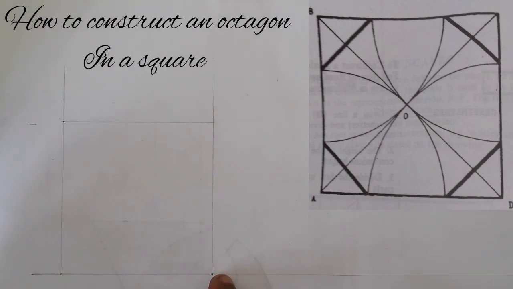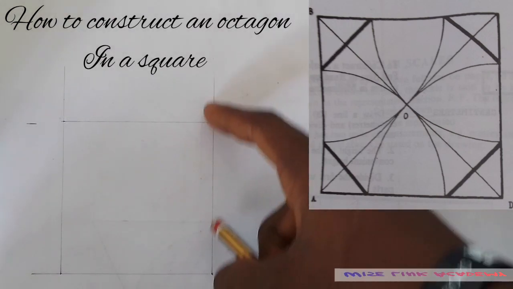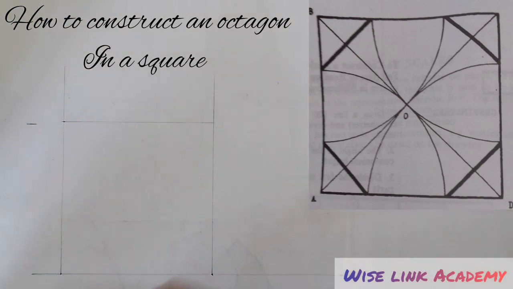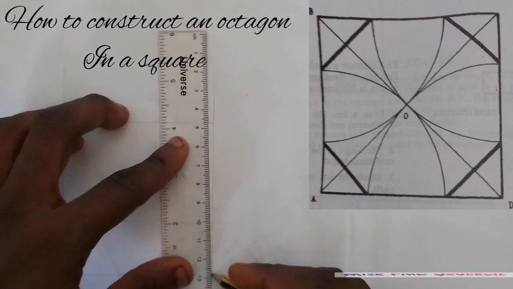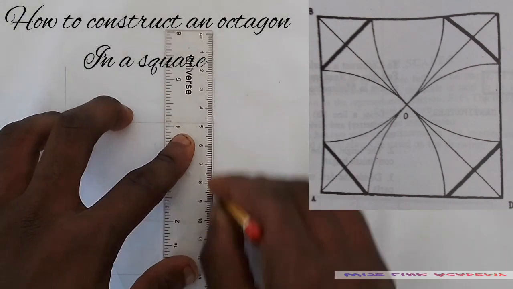Automatically, I do not need this line. I did not need this line. I did not need this line. So I ignore them. Perhaps this line too. I did not need them. So what I'll do now is what? I will take in all the sides of my square.